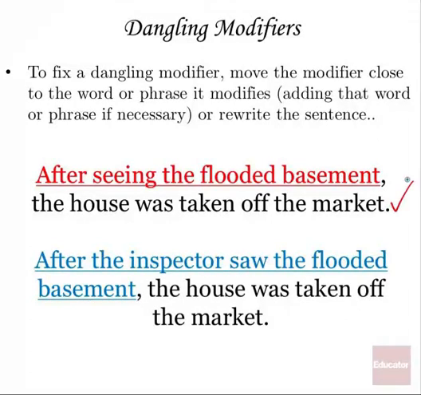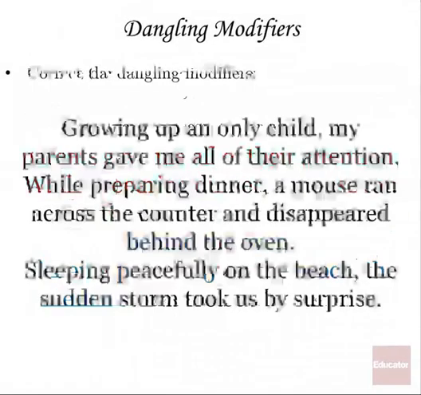After seeing the flooded basement, the house was taken off the market. Well, after seeing the flooded basement should logically modify house. But how can a house see anything? They don't have eyes. So you change it to, after the inspector saw the flooded basement, the house was taken off the market. So now it's the inspector doing the seeing, and it makes sense.